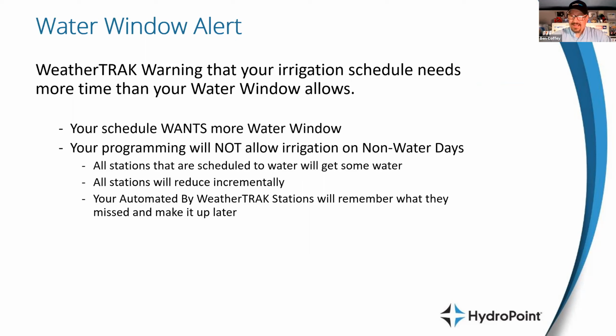And so if you're getting a water window alert, know that, first of all, WeatherTRAK will do its best to lay down all of the irrigation that it can, right? It will abide by the programming, but it will do its best to water as much during that time as it can. Included in that is any station that needs irrigation will get at least some irrigation. We're going to turn down all stations incrementally to make sure that each station gets some, right? We're not just going to leave your last few stations high and dry. We're going to make sure that everything gets water.